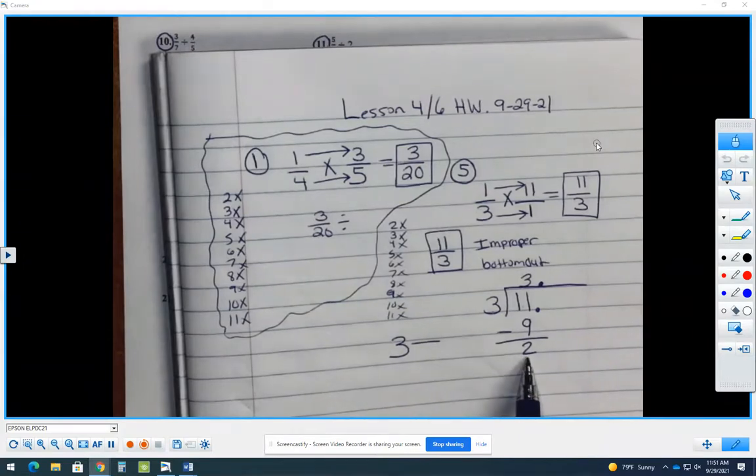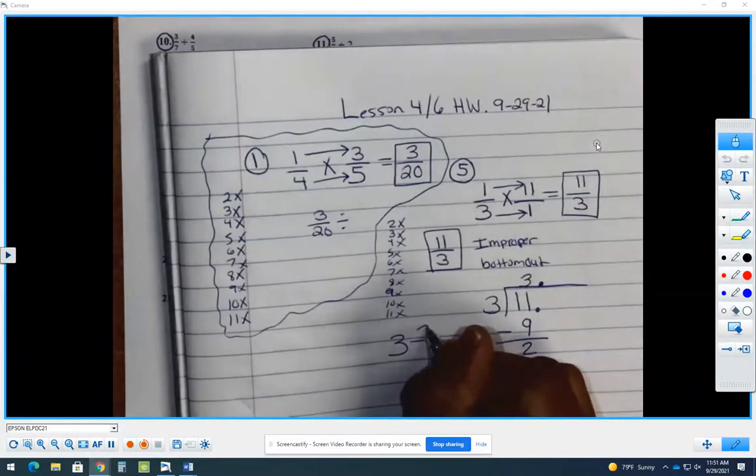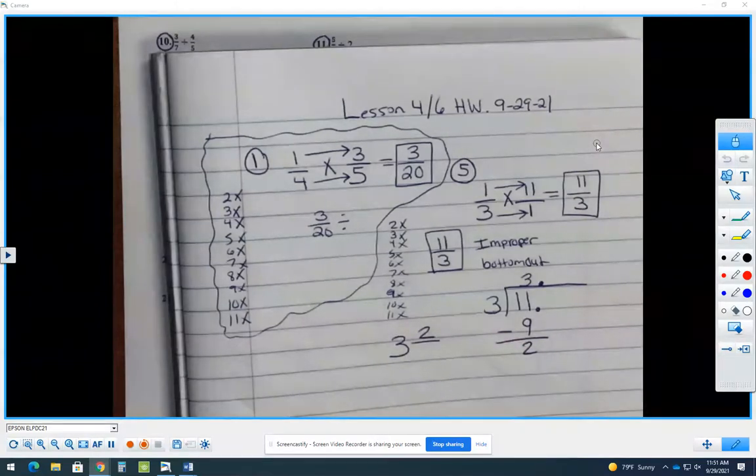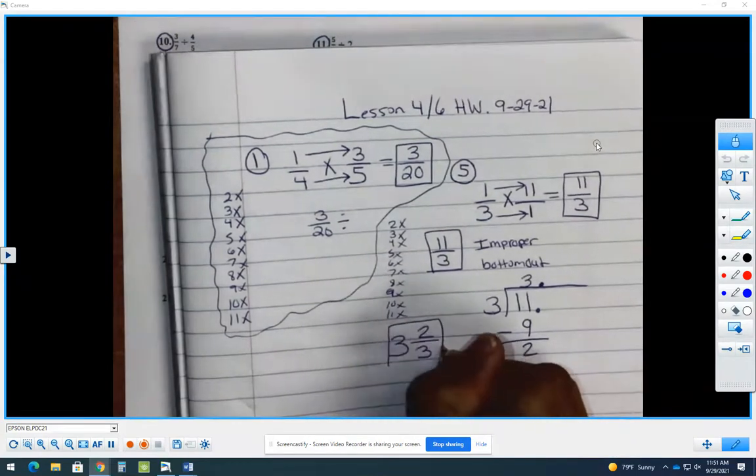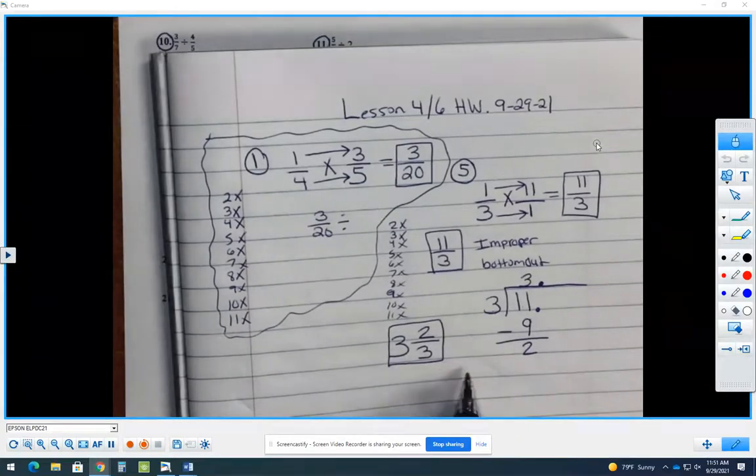Lo que te sobra es los pedazos que te sobraron, numerador, numerator. That's what was left over. And of course, the bottom was who was on the outside. The other 3, that's why it goes to the bottom. So the answer is 3 2/3.